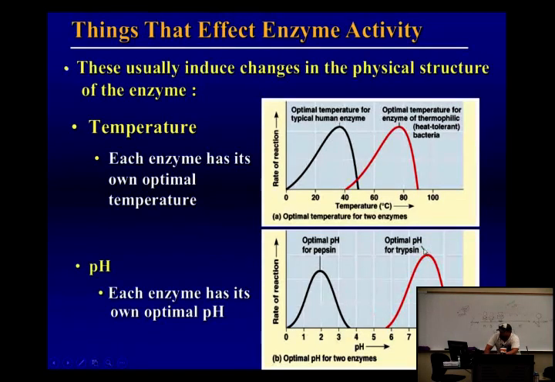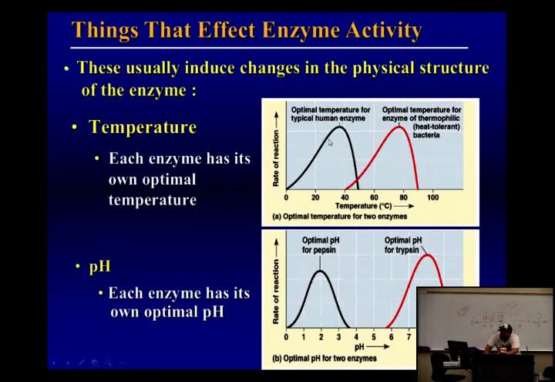These are enzymes that break down proteins. This one's found in your mouth, which has a pH of about 8.2. This one's found in your stomach, which has a pH of about 2. So would pepsin work to break down proteins in your mouth? No. Would trypsin work to break down proteins in your stomach? No. So everything has an optimal temperature and an optimal pH.